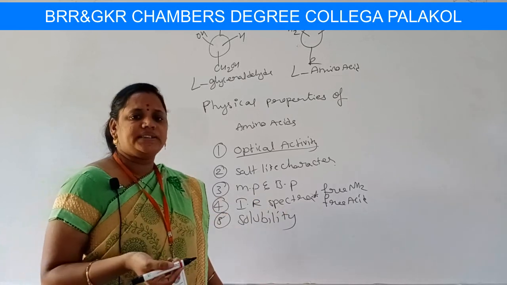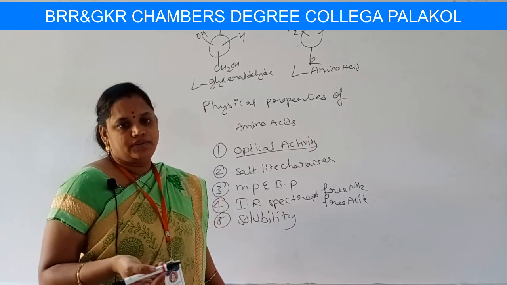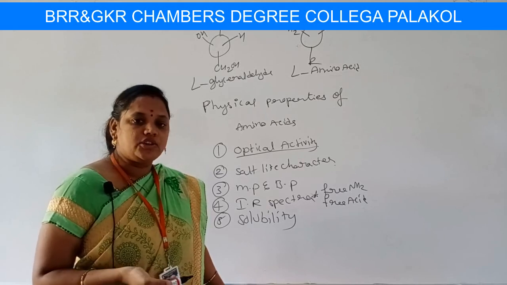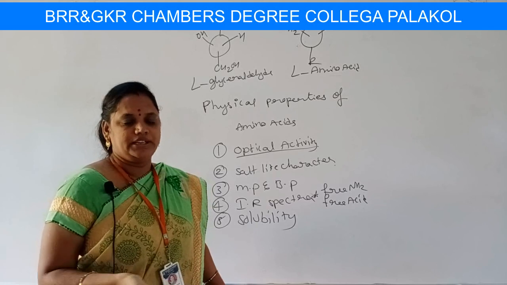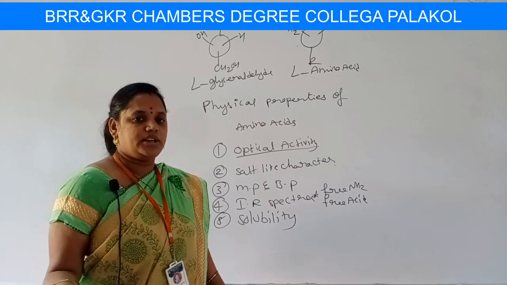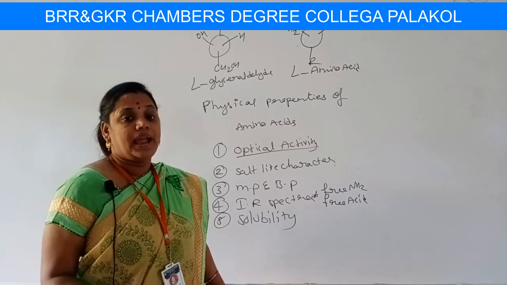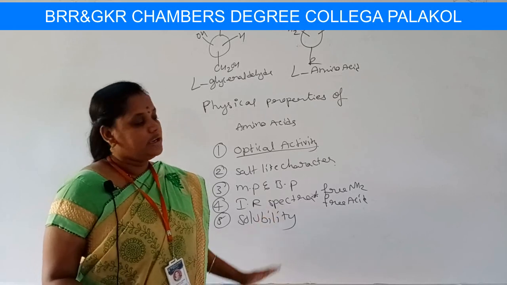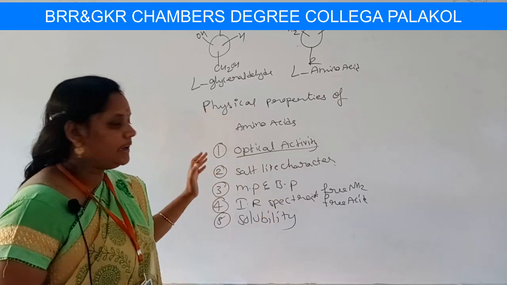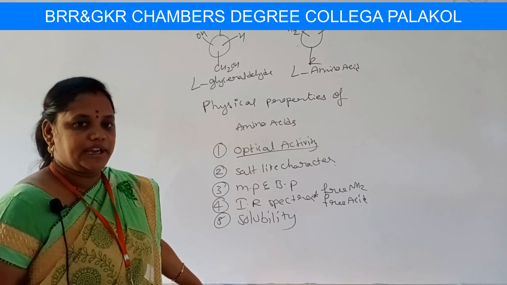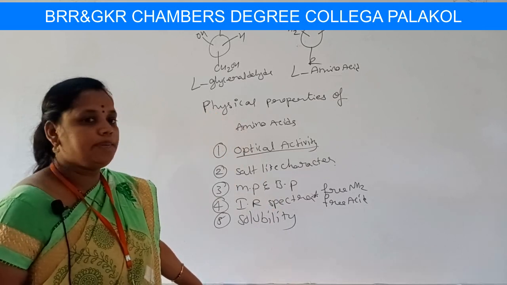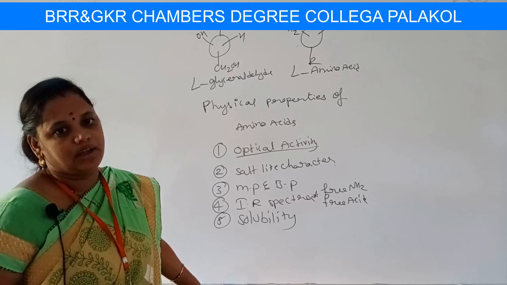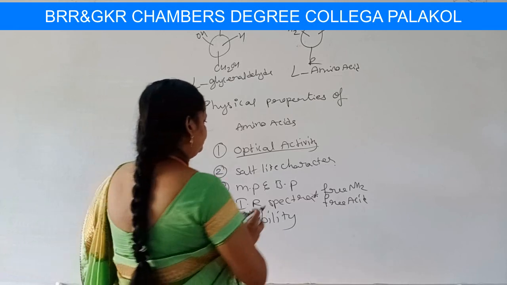Next, coming to solubility. Yes, amino acids are easily soluble in water, which is a polar solvent, and they are insoluble in non-polar solvents like benzene. Of course, they are not soluble in ether also. These are the 5 main physical properties of amino acids. Now, let us study the remaining properties exhibited by our amino acids.